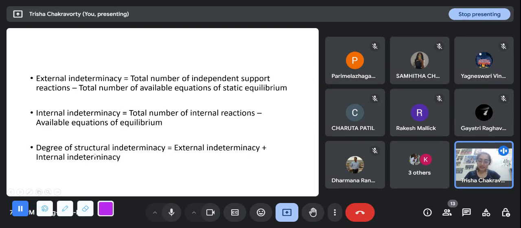So the degree of structural indeterminacy is the one that we saw in the previous slide. That is the external indeterminacy plus the internal indeterminacy. So basically, if we are given a structure and we are asked to find these three quantities, we find the external, and then we find the total degree, and we subtract this quantity from this to get the degree of internal indeterminacy.